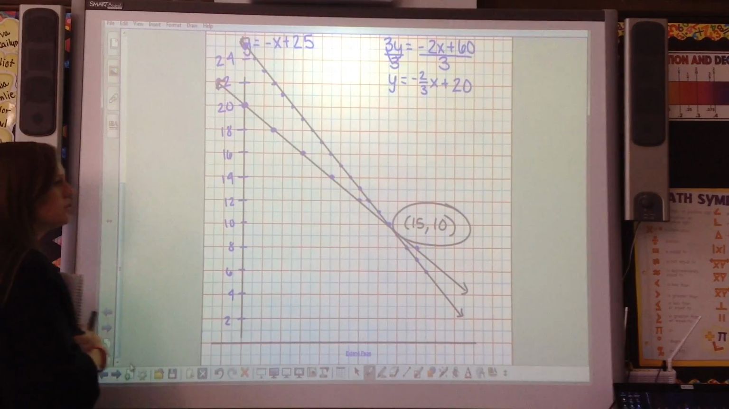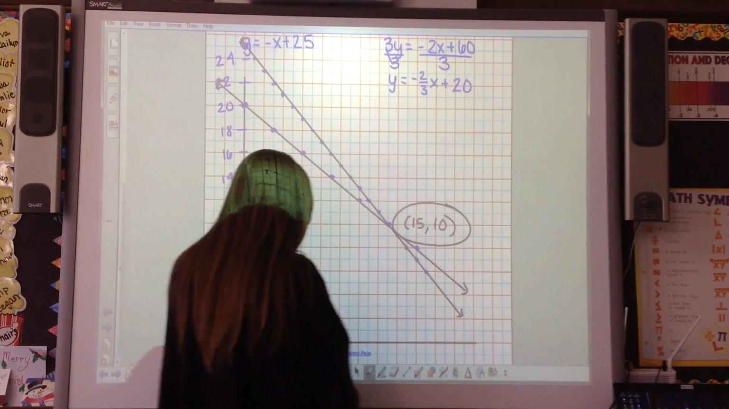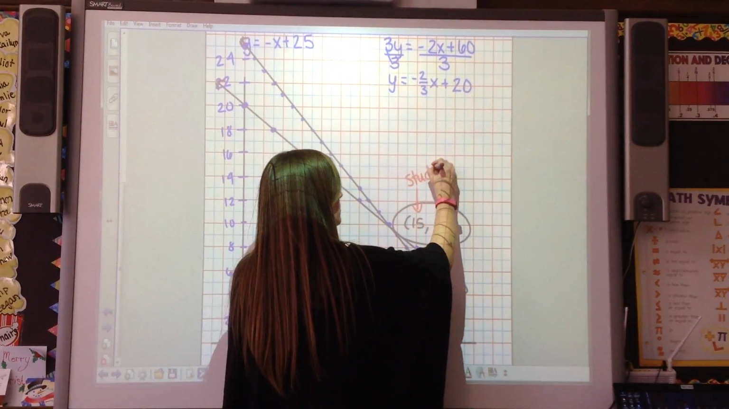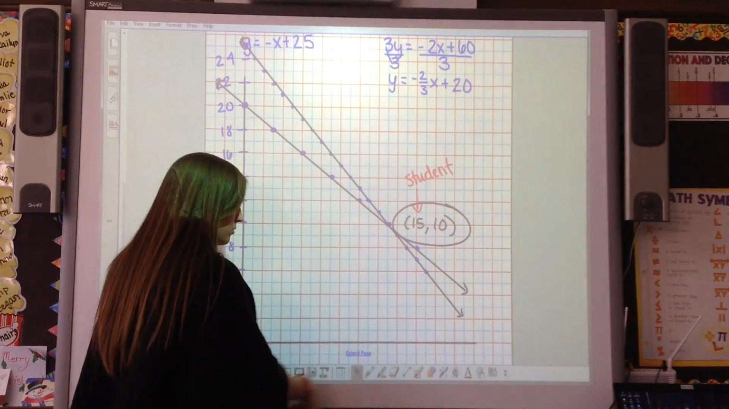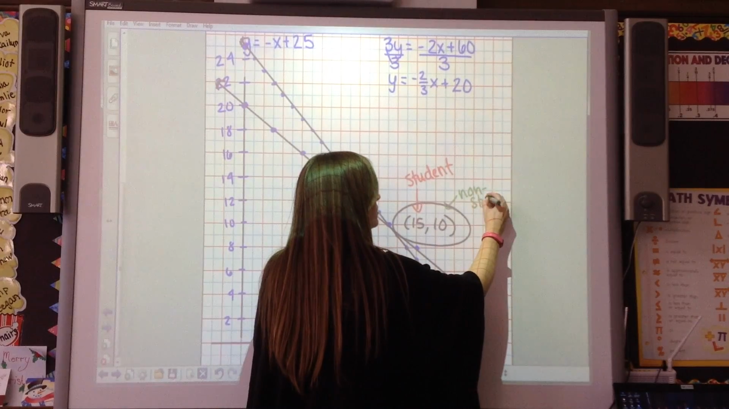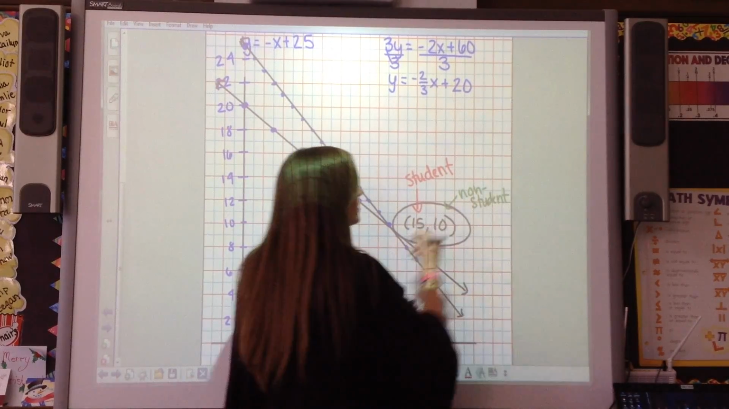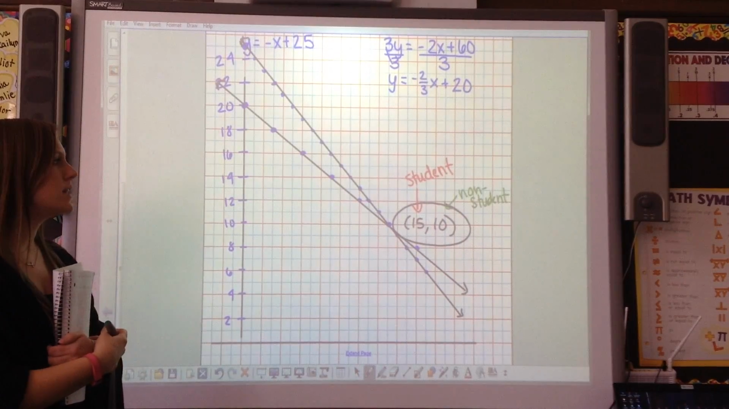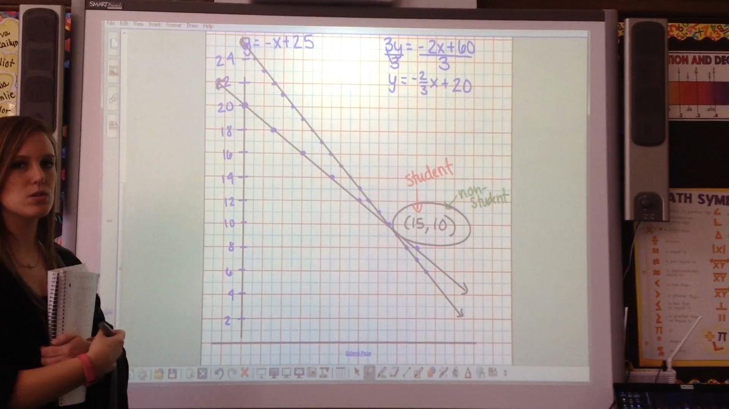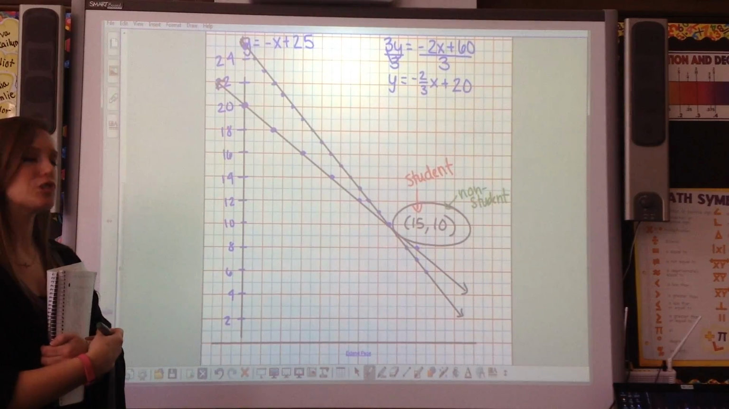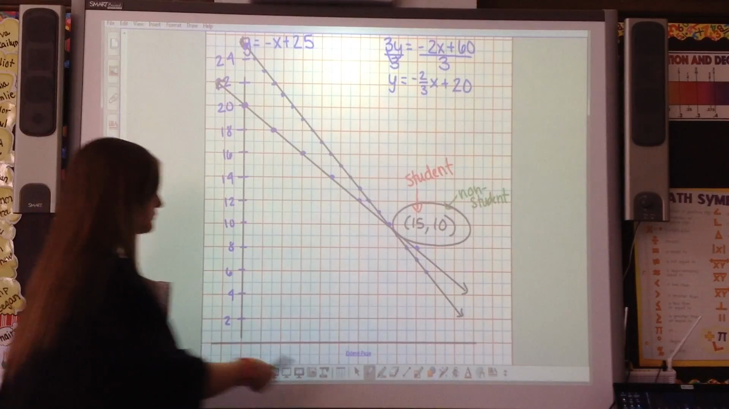The x's are students, and the y values are our non-students. So if you were to do a word problem, you want to make sure that you label those. 15 student tickets and 10 non-student tickets were sold during school. I hope that more people went to the football game, but I'm going to assume this is just during school hours.